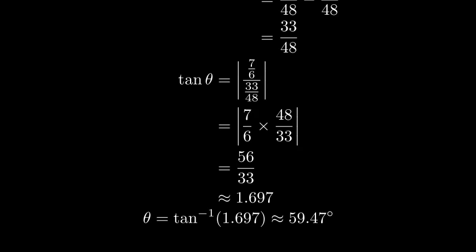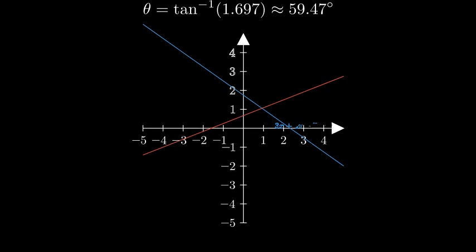Let's visualize this example too. Here are our two lines. The blue line has a slope of negative 3/4, and the red line has a slope of 5/12. They form an angle of approximately 59.47 degrees at their intersection, which matches our calculation.